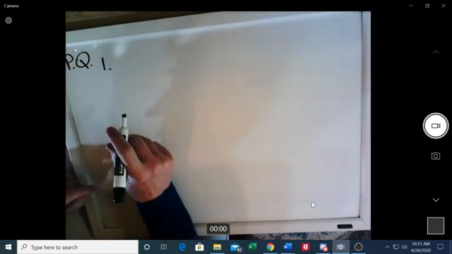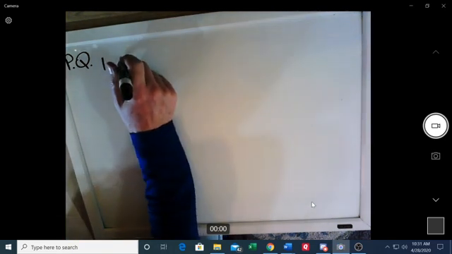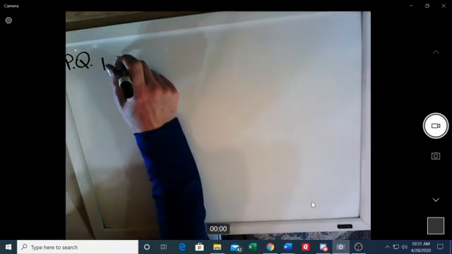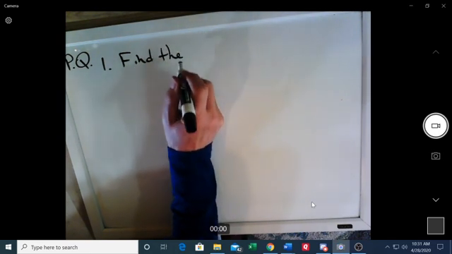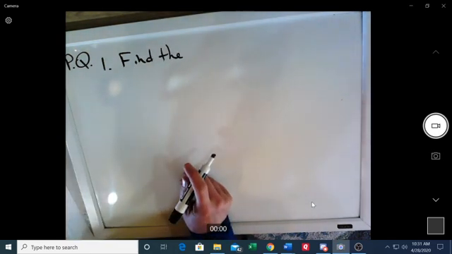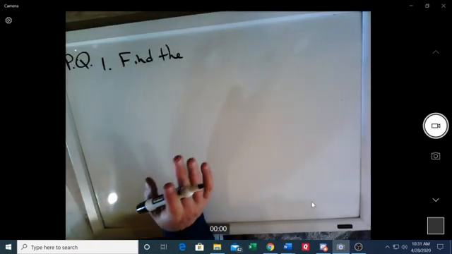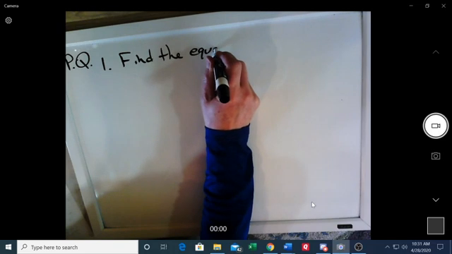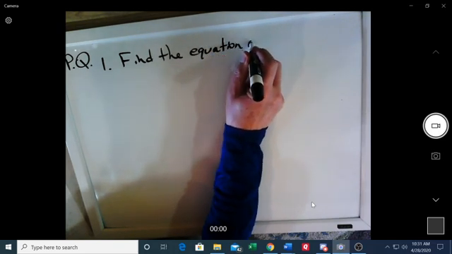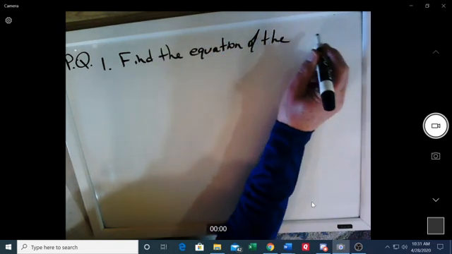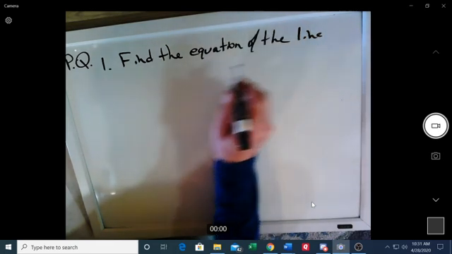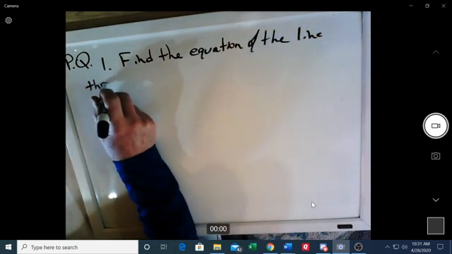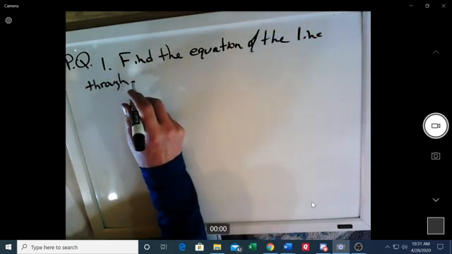Number 1. This is going way back. Bianca had a question. First reaction might be, oh, I've totally forgotten how to do this. But try to see if you can reconstruct it. Find the equation of the line that passes through these 2 points.